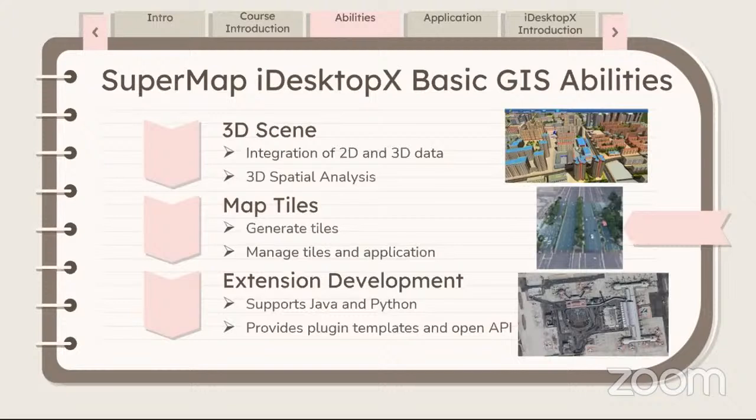Other than that, iDesktopX also supports two ways to generate map tiles, including single task and multitask. The multitask feature supports generating map tiles through multiple machines, and it also supports updating, checking, and resuming to load tiles. And you are also allowed to save tiles as MongoDB, merge tiles, and also distributed tiles.